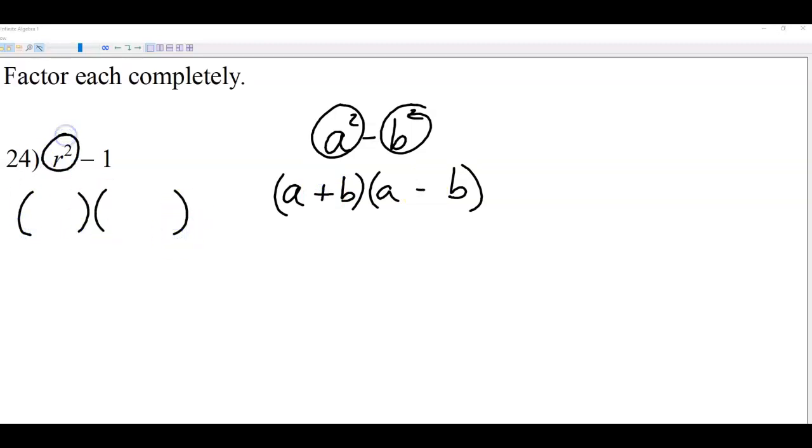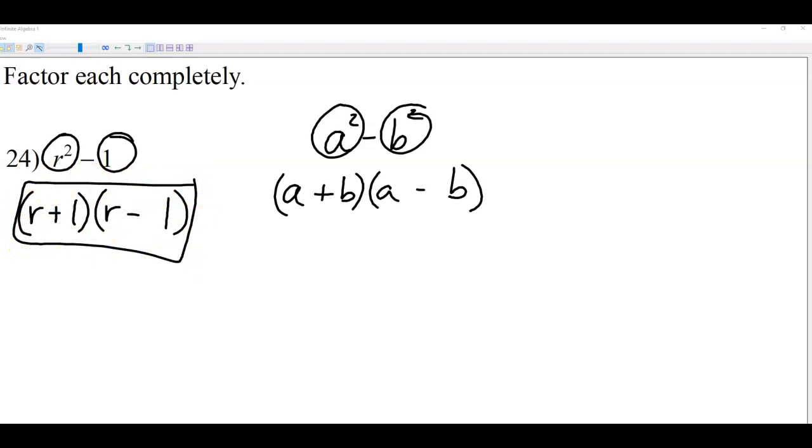So what multiplies by itself to make r squared? Well, that would be r times r. What multiplies by itself to make 1? That would be 1 times 1. You make one a plus, you make one a minus. And that's the difference of squares method.